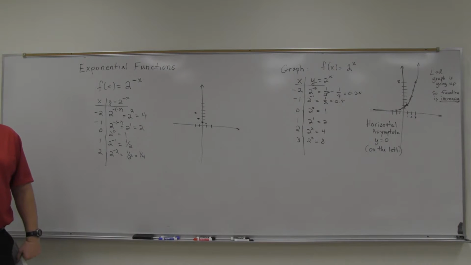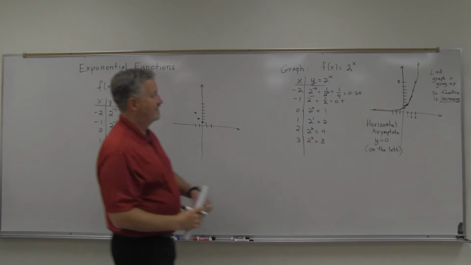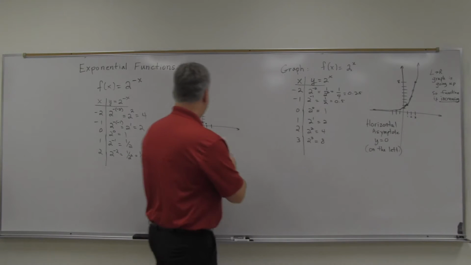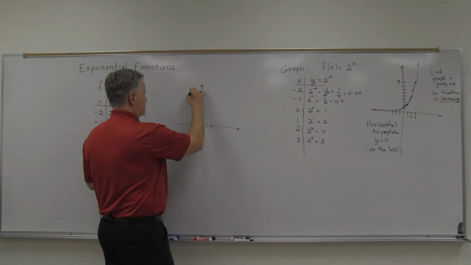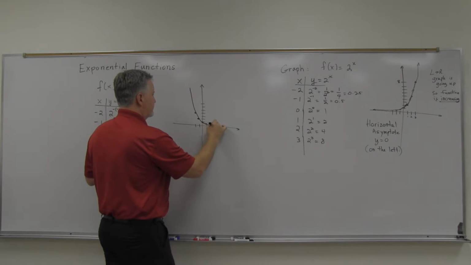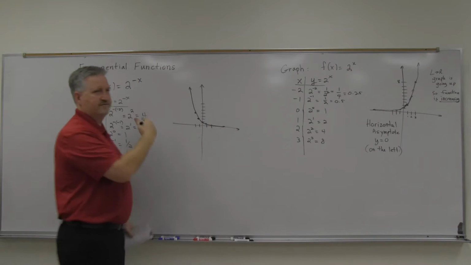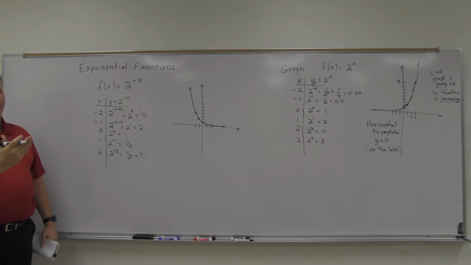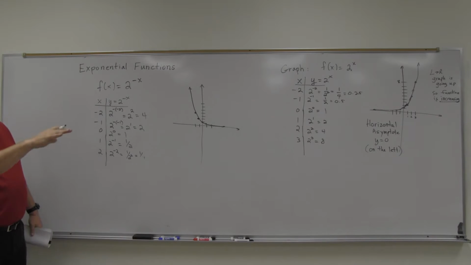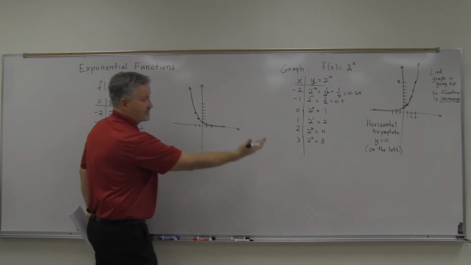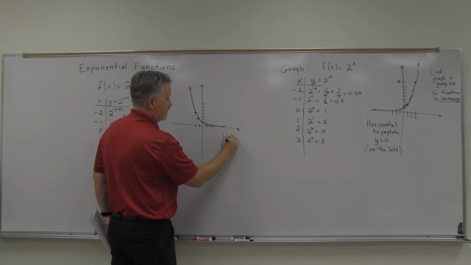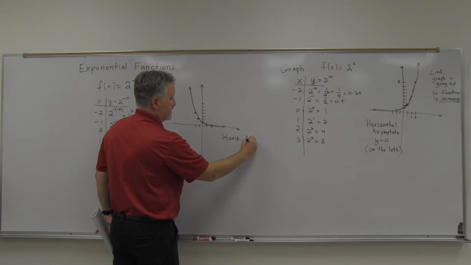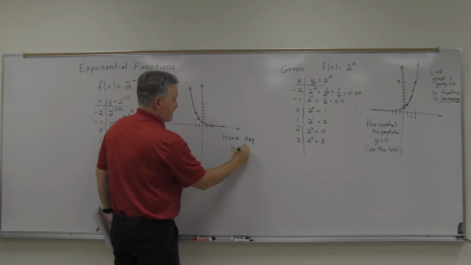If we want to be technical about it, it's been reflected how? Through the y-axis, yes. But anyway, it turns it into this shape, which is still a hockey stick, but what's different about it? Well, for one thing, the horizontal asymptote is on the right, isn't it? We do have the horizontal asymptote at y equals 0, but it's on the right instead of the left.